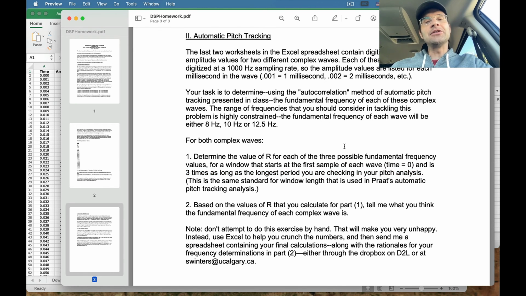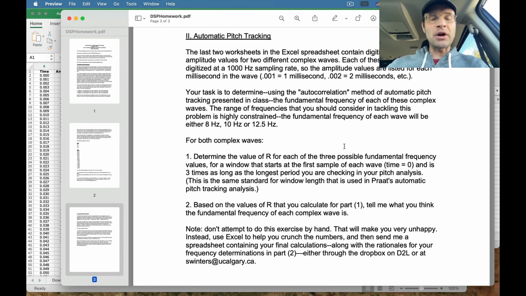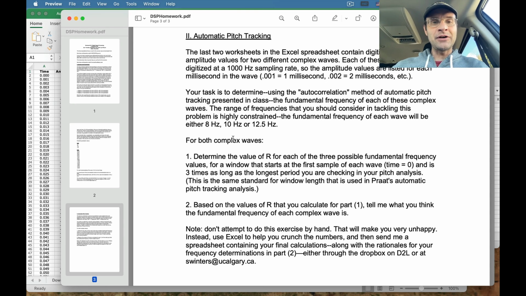So the first thing you have to do for this problem is to look at the various periods you're checking in your pitch analysis, which you can only figure out by first looking at the fundamental frequencies you're checking. So we've got 3 options here: 8 hertz, 10 hertz, or 12.5 hertz.